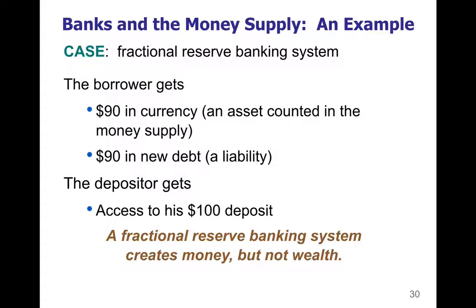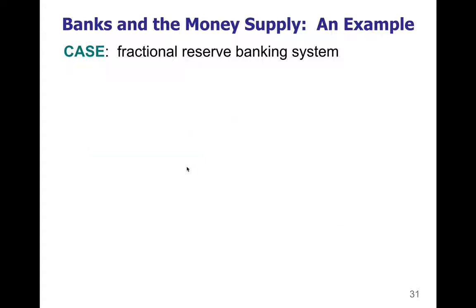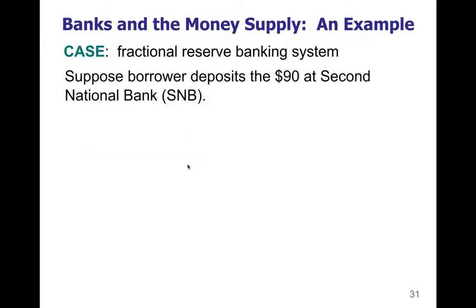So the borrower here has $90, but the borrower is going to have to pay back more than $90. So even though the borrower can spend money today, they're going to accrue more debt than they are wealth because they borrowed the money to do it. All right, let's continue with our example.